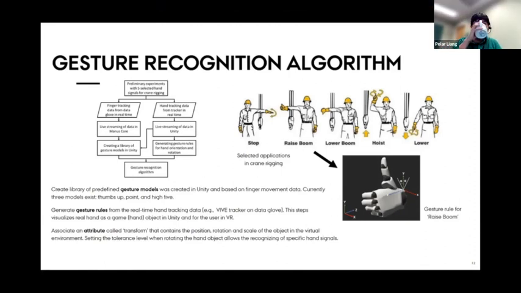Once we have generated these gesture models, we also generate gesture rules from real-time hand tracking data. This is where the Vive tracker on top of the data gloves comes into place, like I mentioned before. It gives us the location and the orientation. And of course, we then associate attributes called transform that contain the position, the rotation, and the scale of the object in the virtual environment. So the user, while in VR, can see how the hand is being moved, or how the fingers are changing depending on the signal they're making. It's very interesting that the finger data can then be recorded, and it's very important to set the tolerance level quite strictly in terms of figuring out what specific hand signal is being performed, in order to recognize it.